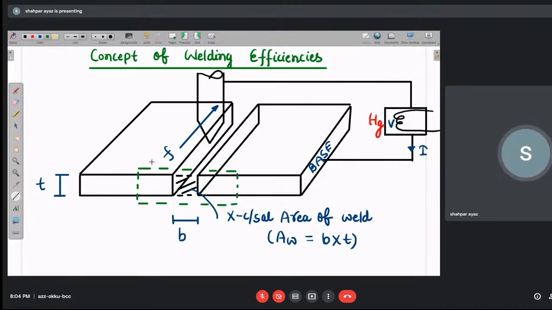Suppose this is a system. What is R in Hg? R is resistance. Suppose this is a thermodynamic system which I am talking about.